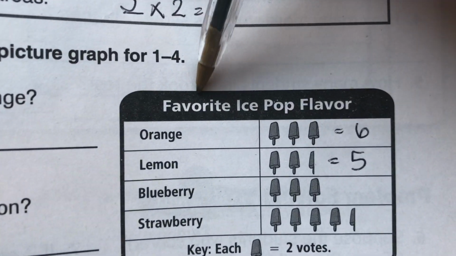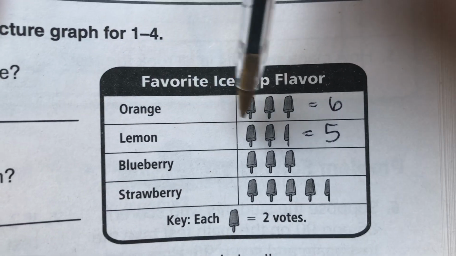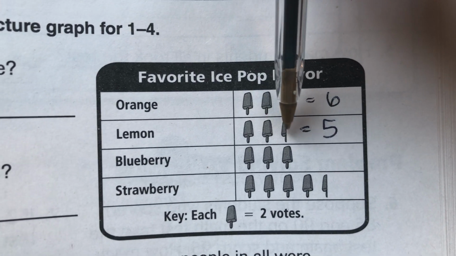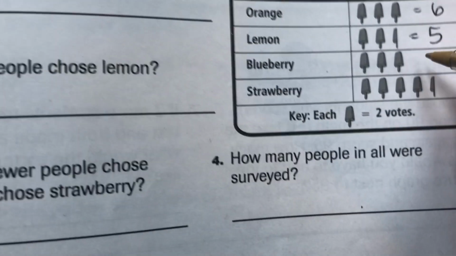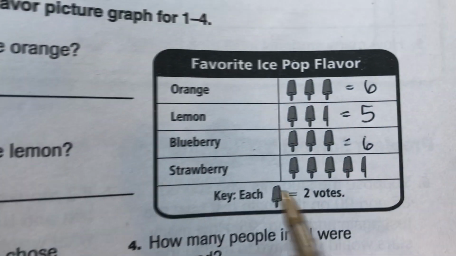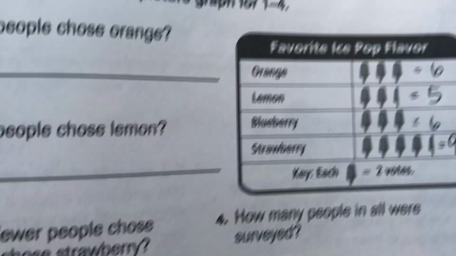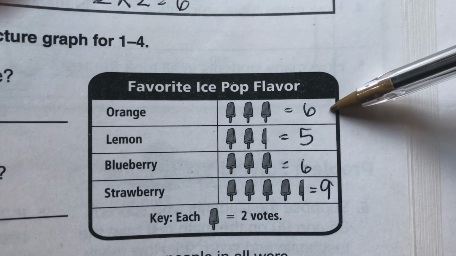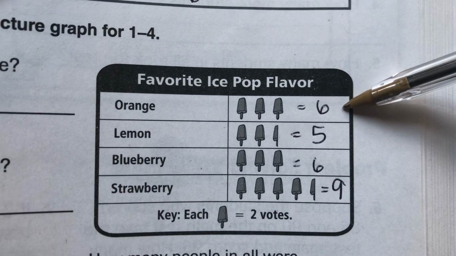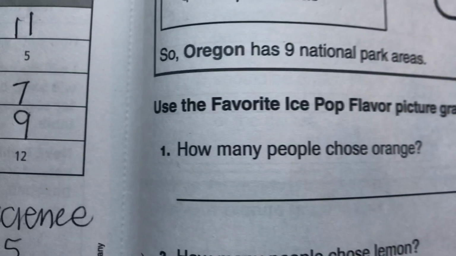So, just to review, we have favorite ice pop flavors: orange, 2, 4, 6. Lemon, we have 2, 4, plus 1 is 5. Blueberry, again, 2, 4, 6. Strawberry, we have 2, 4, 6, 8, plus 1 gives us 9. So now we're able to answer our questions: 6 people have orange as their favorite ice pop flavor, 5 like lemon the best, 6 like blueberry, and 9 like strawberry.